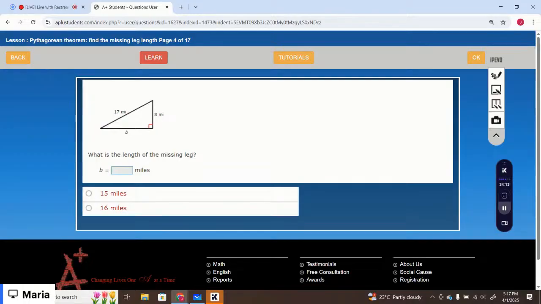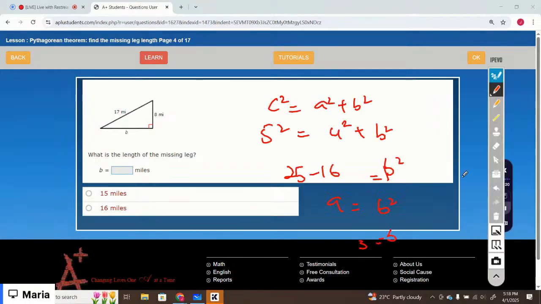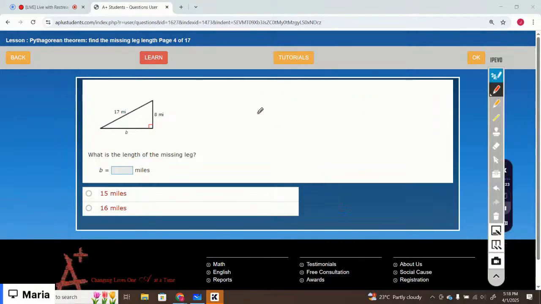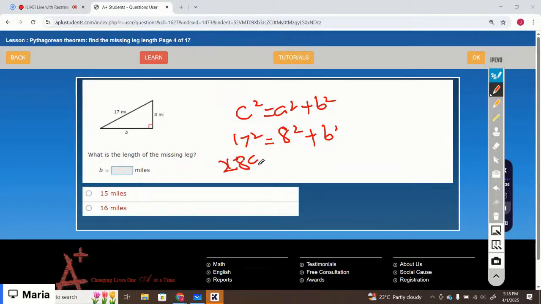What is the missing leg? So we need to find b. We know that the Pythagorean theorem states c square equals a square plus b square. C is 17, a is 8. So 17 square is 289 minus 64 equals b square. So b square equals 225. So b equals 15. Option number 1 is the correct option.